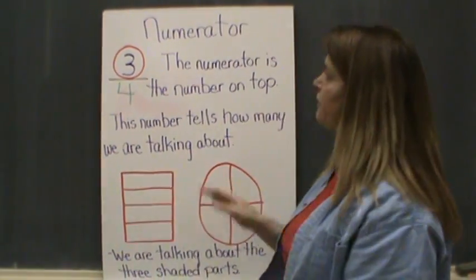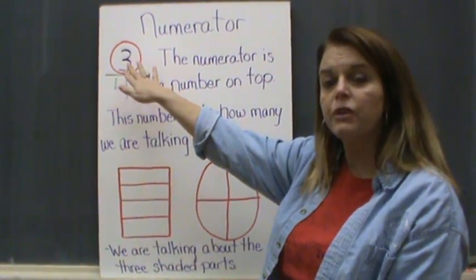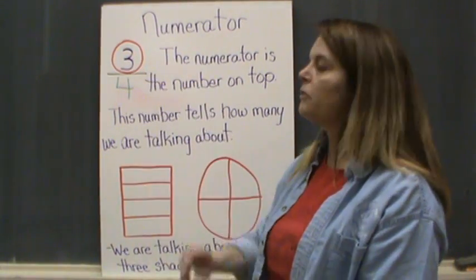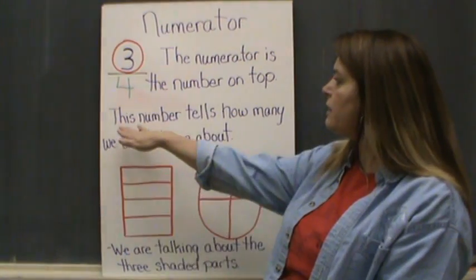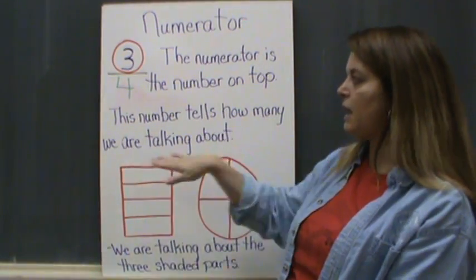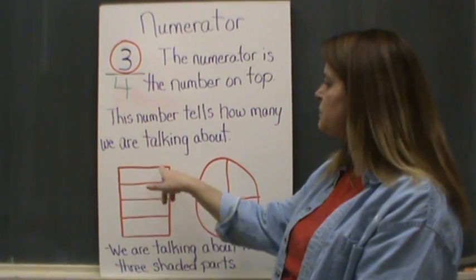Let's talk first about the numerator. The numerator, I have it circled here in my fraction. I've circled the number 3. The numerator is the number on the top part of the fraction. This number tells how many we are talking about. So let's look at two examples.